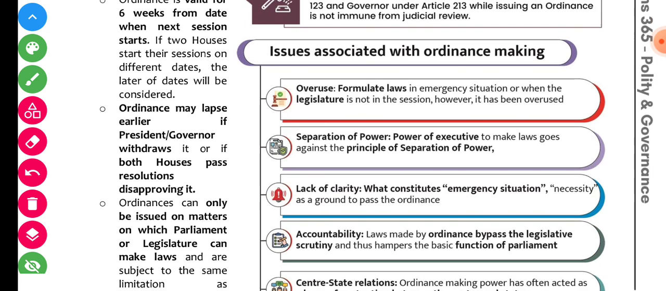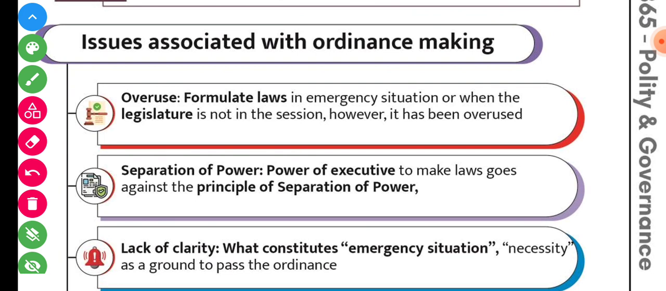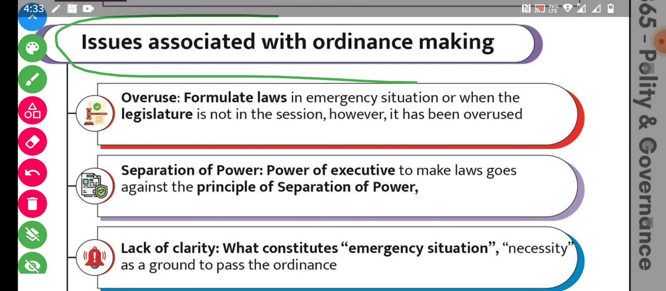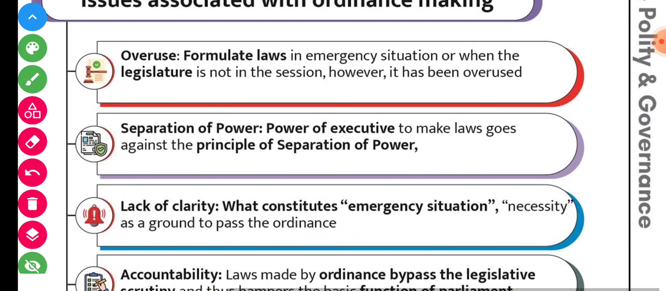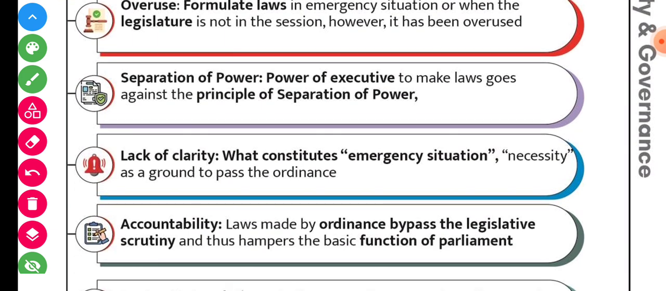So remember. And what are the issues with the ordinance making power of the President and the Governor? First issue is overuse. Ordinances are meant to formulate laws in an emergency situation or when the legislature is not in session. However, it has been overused.